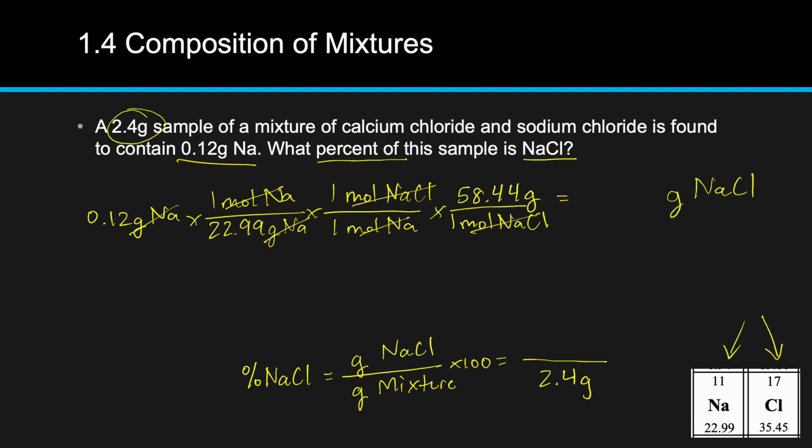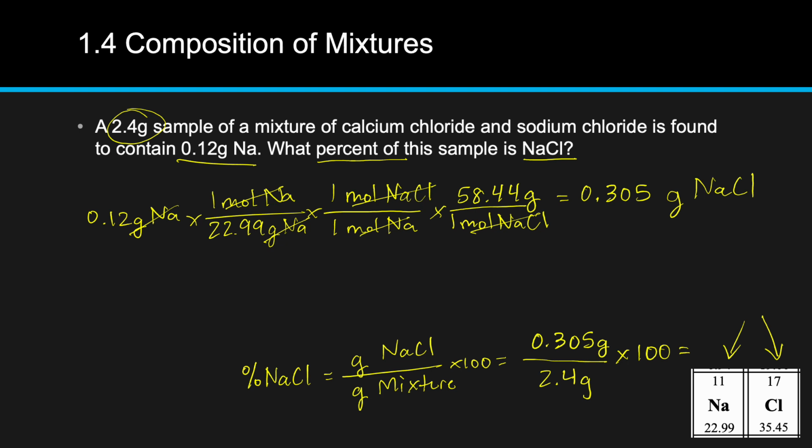And I can go ahead and solve. So I get 0.305 grams of sodium chloride. And now I can go ahead and put that into my final equation that I'm using. So out of the mixture, 0.305 of the grams is sodium chloride. So if I divide that by the mass of the entire mixture, that will give me the percent of sodium chloride.